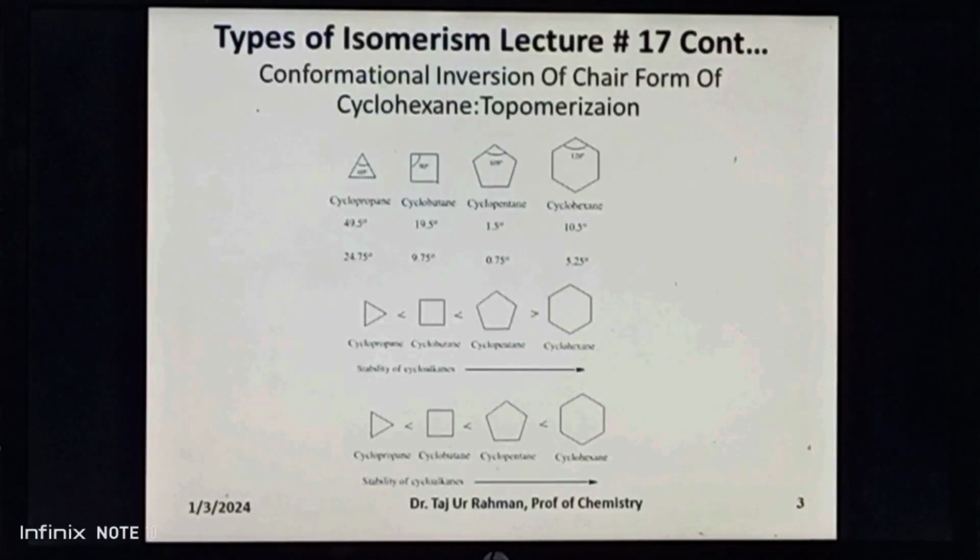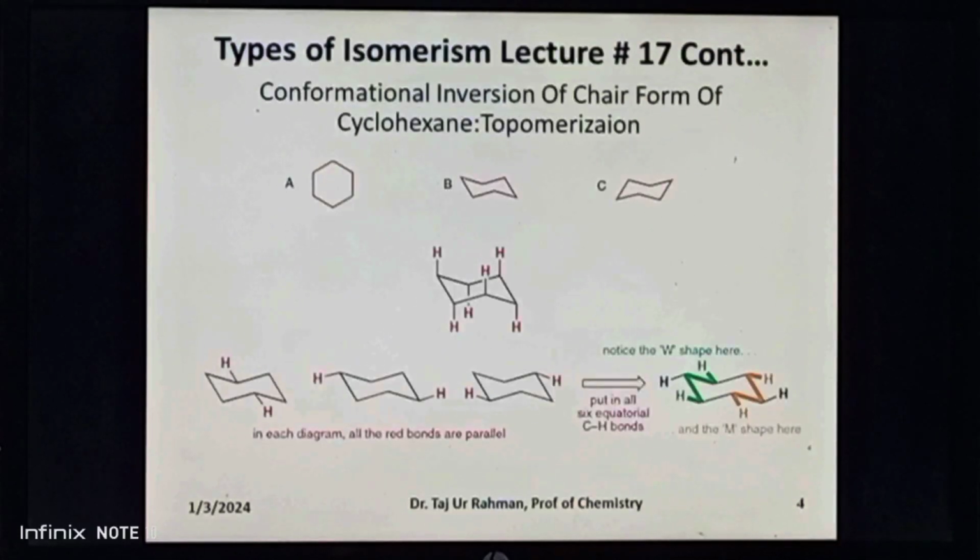Later on, Hassel in 1940 proved the idea of Sachse by using electron diffraction analysis and agreed with the statement of Sachse that cyclohexane is non-planar and can exist in two conformations, that is chair and boat. Look at this slide. According to Baeyer strain theory, cyclohexane is planar in nature. According to Sachse and Hassel, cyclohexane is non-planar and can assume puckered shapes, that is chair and boat conformation.